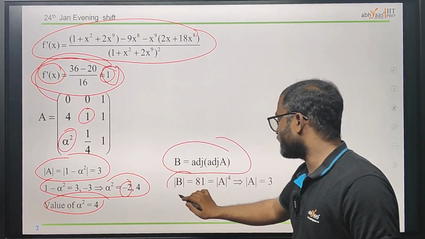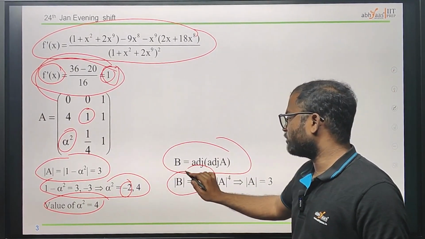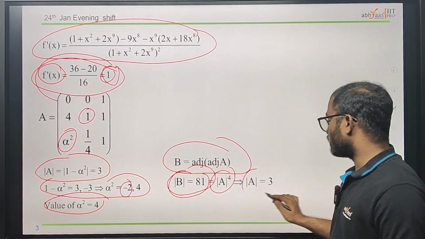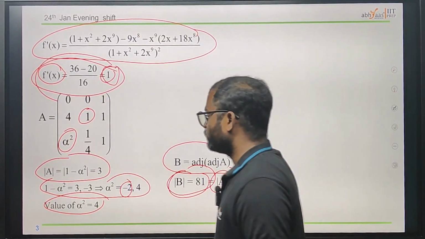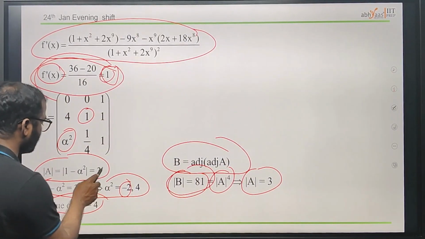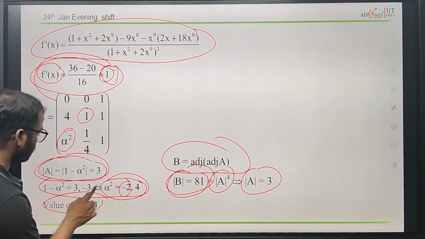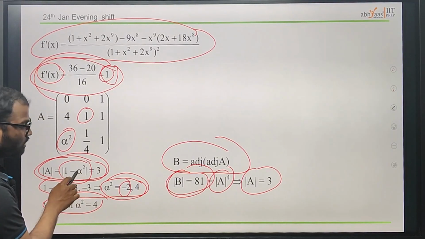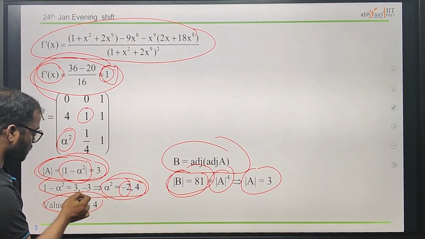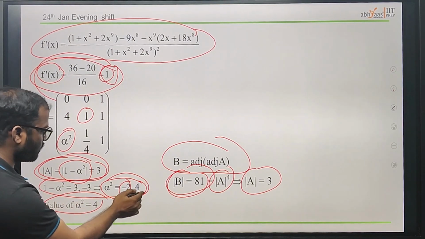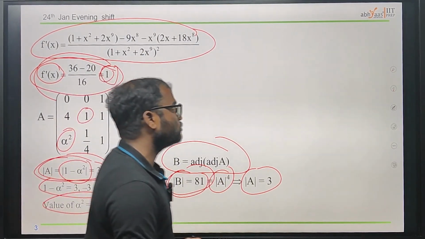After doing that, we will get determinant of b is equal to 81 of determinant of 4, which will give that the determinant is 3. If you observe, we already got the determinant as 3 here. Also here, using this determinant, 1 by 1 minus alpha square is equal to 3 comma 3, minus 3 comma 3, which implies root minus 2 comma 4.